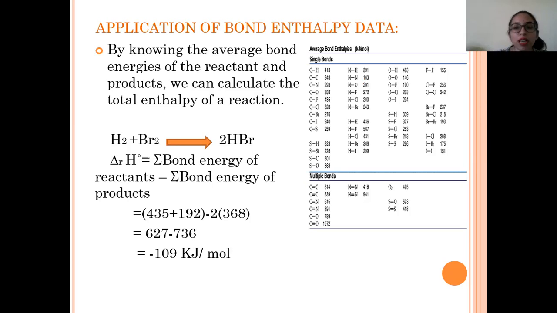We can use the information of bonds. You can see on the right hand side there is a table of average bond enthalpy. We can use this data for the calculation of enthalpy. Fine. If we have knowledge about the average bond energy of the reactants and the products, we can easily calculate the total enthalpy of reaction, or we can monitor the reaction very easily.